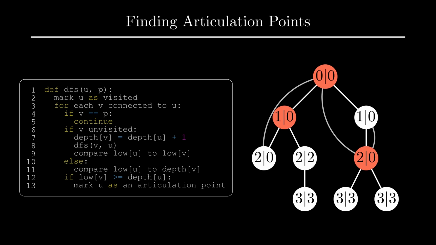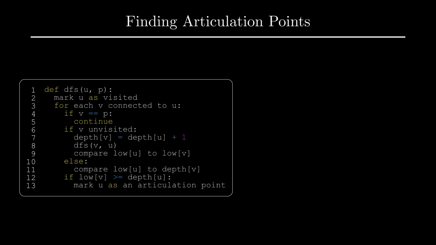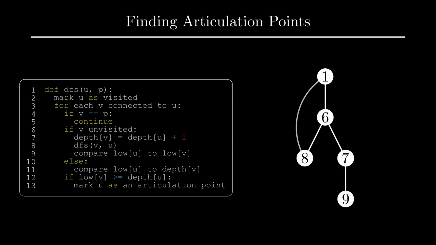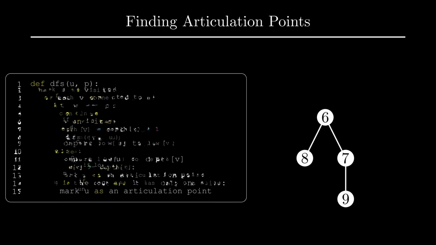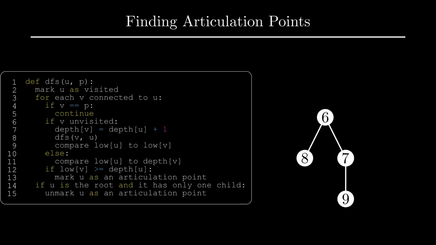There's just one flaw in this algorithm. Suppose the root of the tree only has a single child. Then, the root is no longer an articulation point since there's no two components that the graph disconnects into when it's removed. So we just need to add one check at the end to see whether the root has more than one child or not. If it only has one, we unmark it as an articulation point.